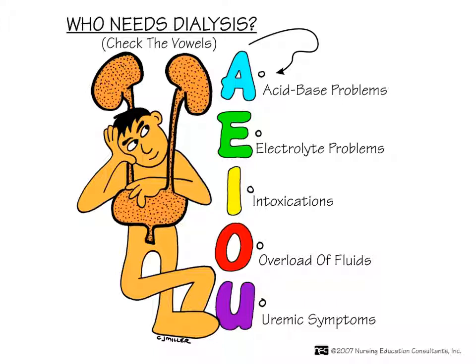Who needs dialysis? Remember the vowels, A, E, I, O, and U. A are your acid-base problems, E are electrolyte problems, I are intoxications, O is overload of fluids, and U is uremic symptoms. And in this case, we're talking more about our uremic symptoms. However, these patients also develop issues with overload of fluids, electrolyte problems, and acid-base problems. Acute hemodialysis is also entertained in the patient who has had an overdose of some type of medication. And so those are the patients that most often get a non-permanent vascular access site.